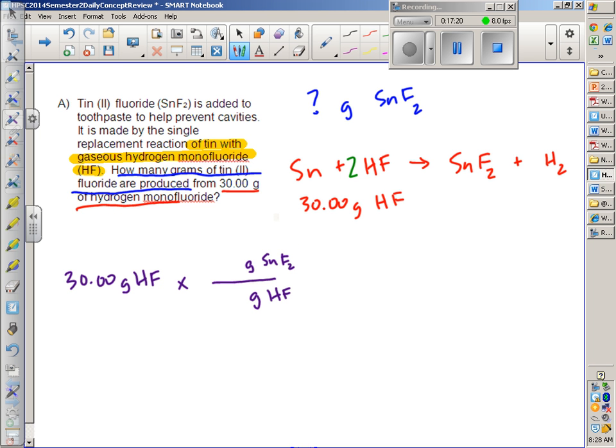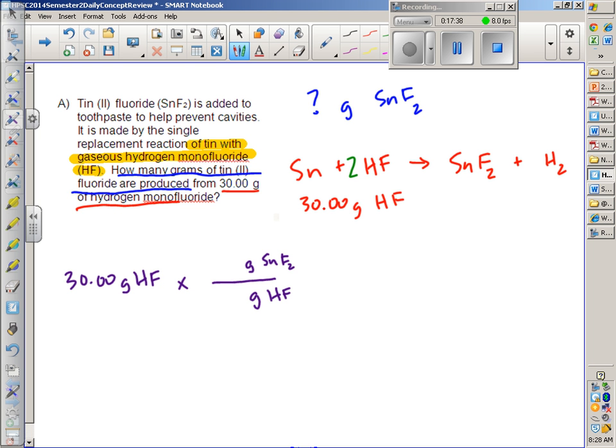Right? Because that's what we're looking for, yes? But what's the problem there? Why can't I do that? That's not one of the ratios. It's not one of the ratios, right?